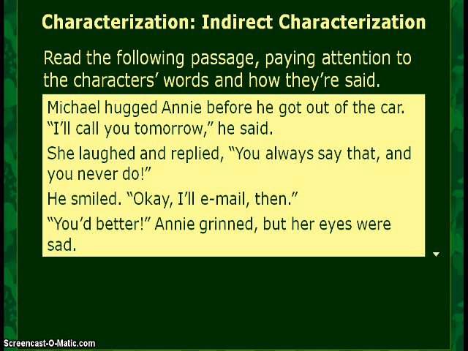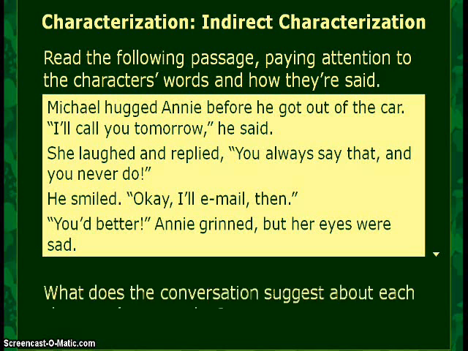Michael hugged Annie before he got out of the car. "I'll call you tomorrow," he said. She laughed and replied, "You always say that and you never do." He smiled. "Okay, I'll email you then." "You'd better," Annie grinned, but her eyes were sad.